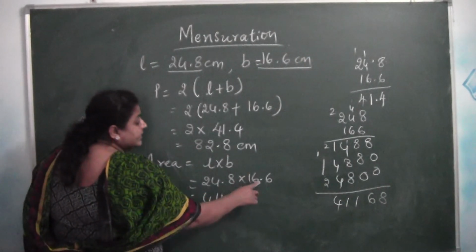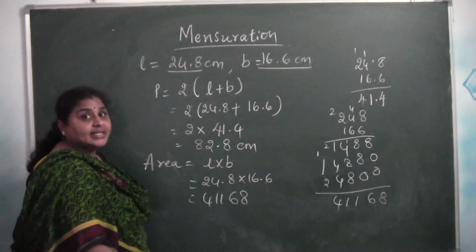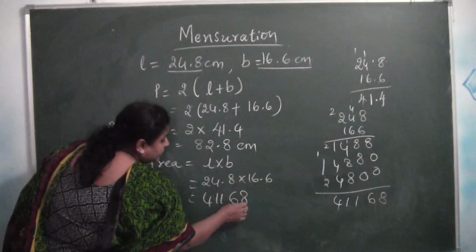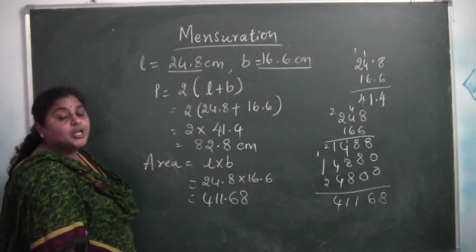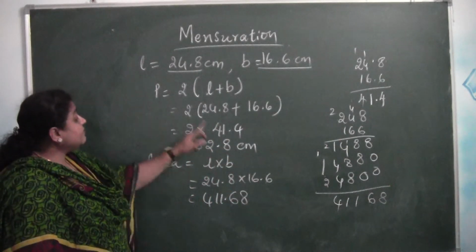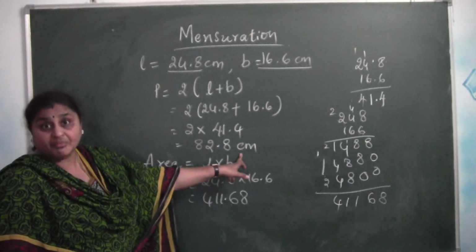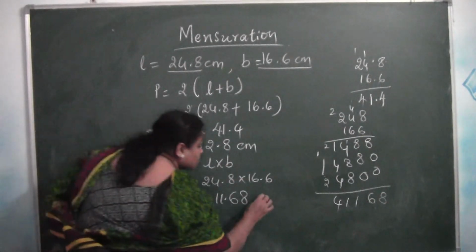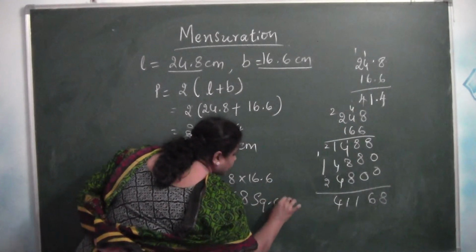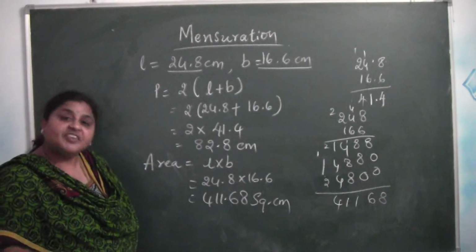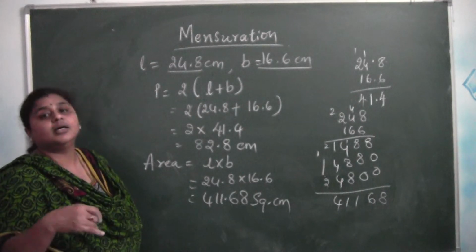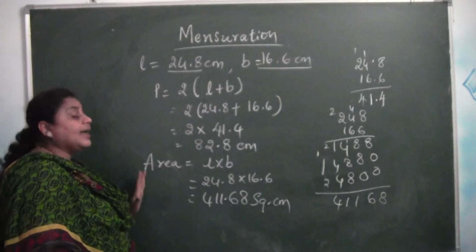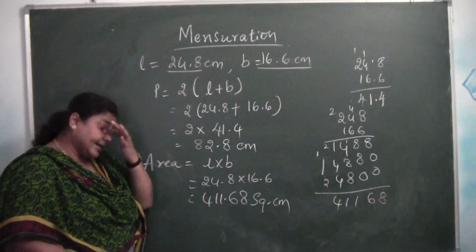After decimal 1 digit, after decimal 1 digit. So I need to place a decimal before 2 digits. 1, 2. Point. So what did I say? Perimeter will be always in terms of meters or centimeters. But area will be in terms of square centimeters. If it is meters, square meters. Got it, children? So perimeter of rectangle and area of rectangle.